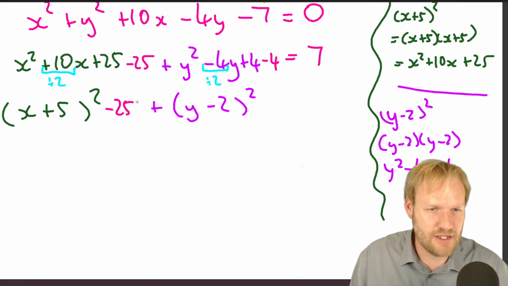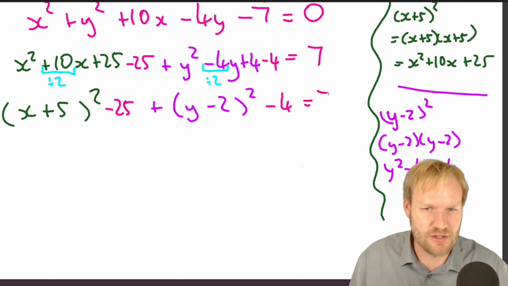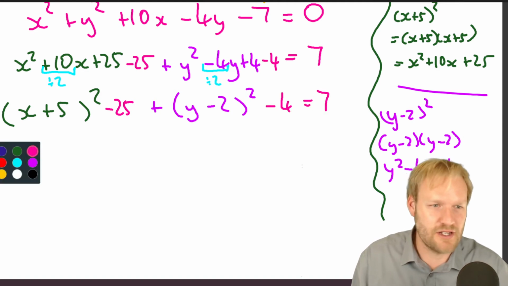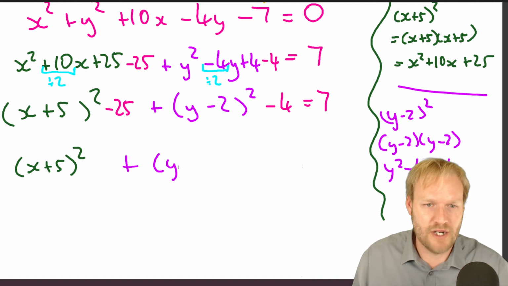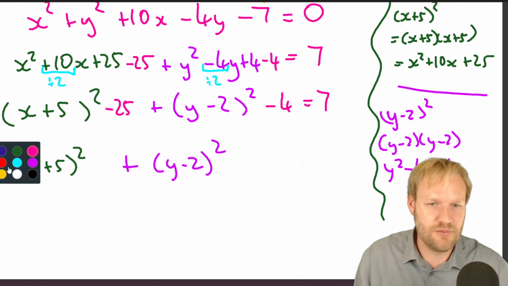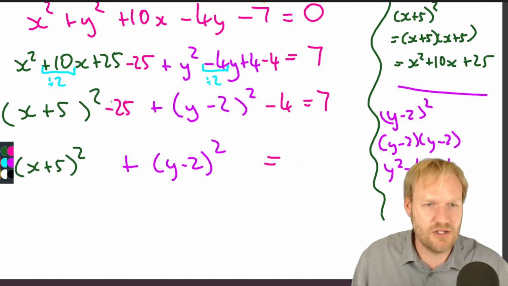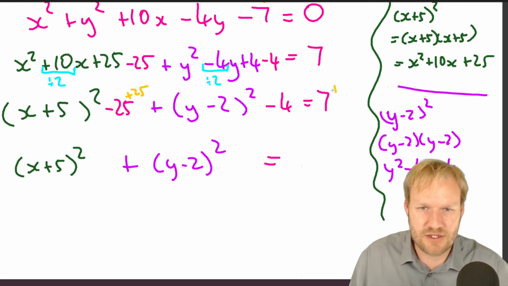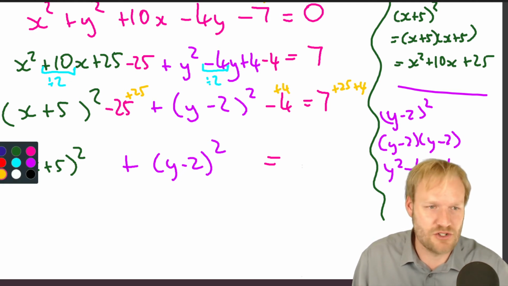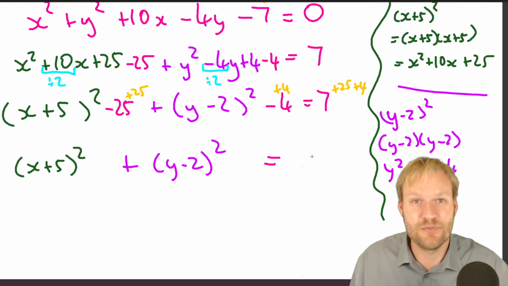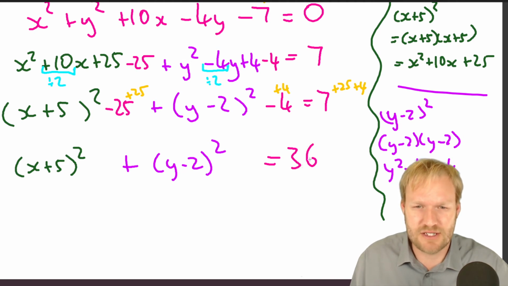So you still got that minus 25 there, that minus 4 equals 7. We don't want it in that format. We just want the x plus 5 squared and the y minus 2 squared equals, well, let's add 25 to both sides of our equation. Let's add 4 to both sides of our equation. And what do we get on the right-hand side now? Well, 7 plus 25 is 32, plus that 4, 36.